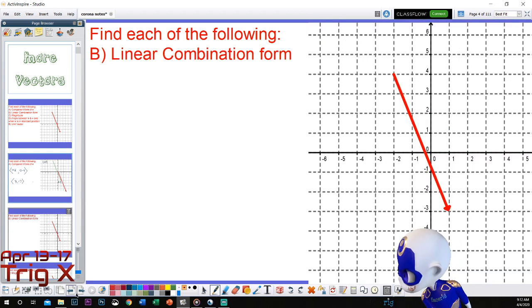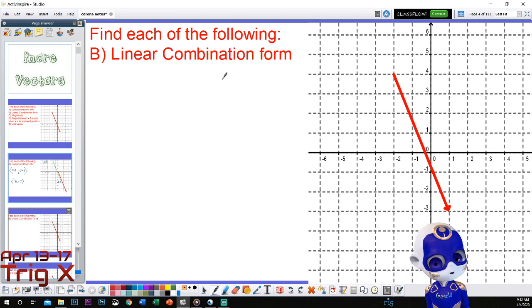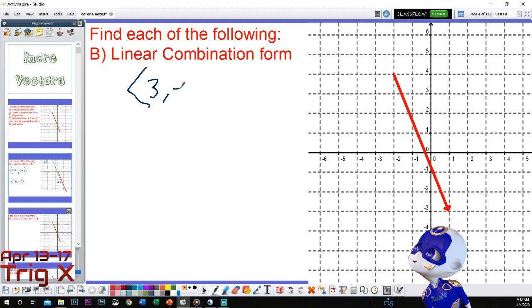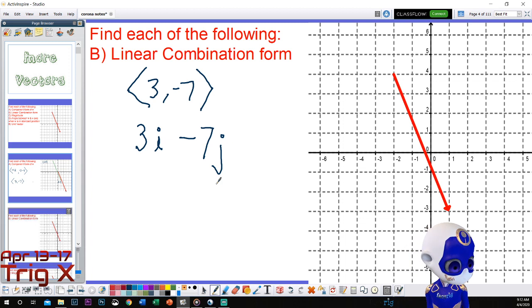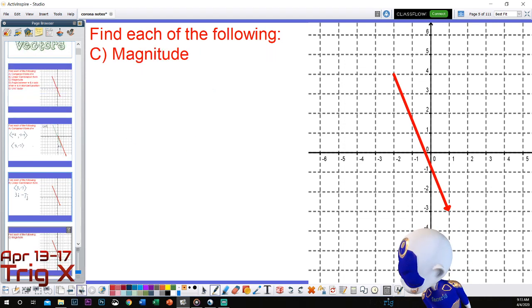Alright, so let's move on to the second one. We want to put this in linear combination form. Now you just told me that 3, -7 was our vector in component form. It is so easy to put it in linear combination form. You've got a 3 and a -7. The first term has an i in it, and the second term has a j. And that's it. The only difference is there's no elbows, there's no comma, and we're just making it like an expression. That's all.